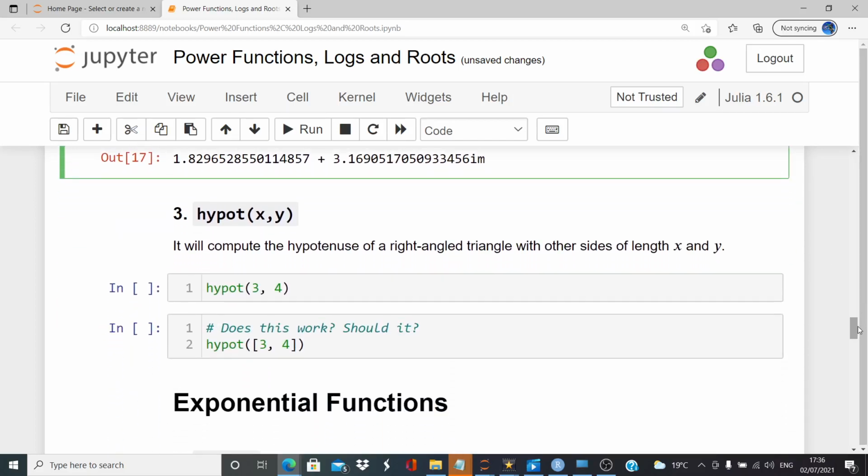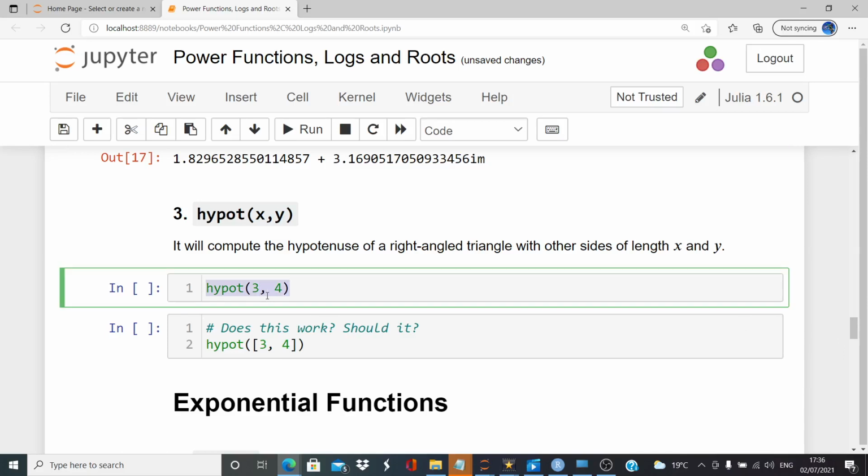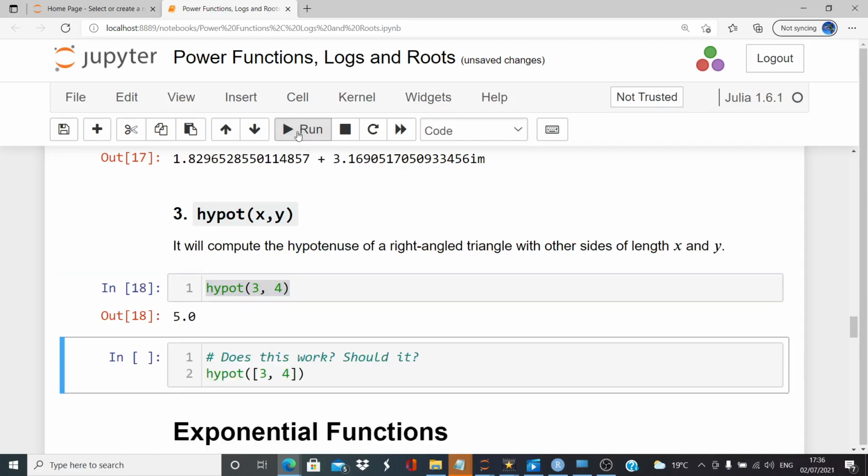This is an interesting one, hypot, which computes the hypotenuse. This is like Pythagoras' theorem essentially: the square root of a squared plus b squared, or x squared plus y squared. Suppose we have a right-angled triangle where the two sides that are joining the right angle are 3 and 4. That means our hypotenuse will be 5, just like Pythagoras' theorem. So you can use that to check Pythagoras' theorem and so on. It's a handy little one.